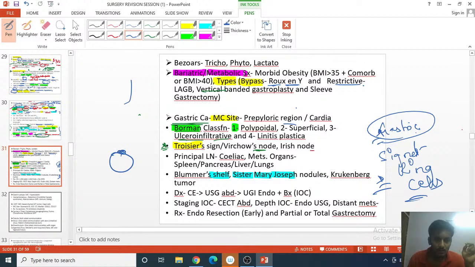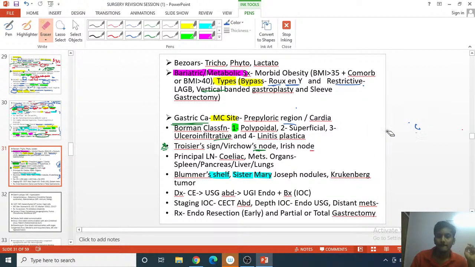Okay. So this is what a signet ring looks like. Signet ring is also seen in one more lung pathology. Anybody? Signet ring appearance on HRCT. We can see signet ring appearance. Anybody? In which disease?